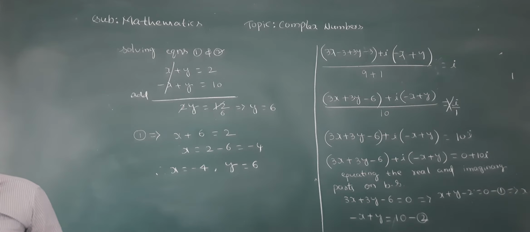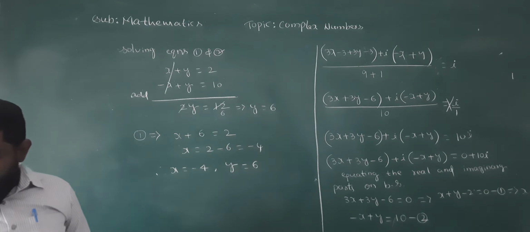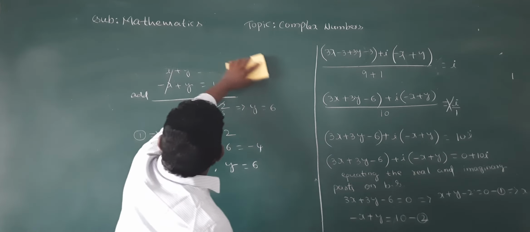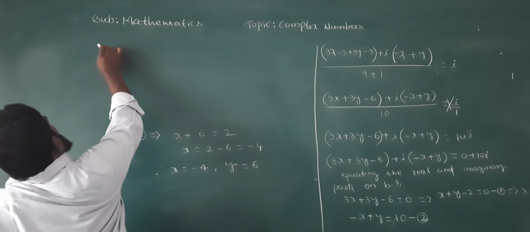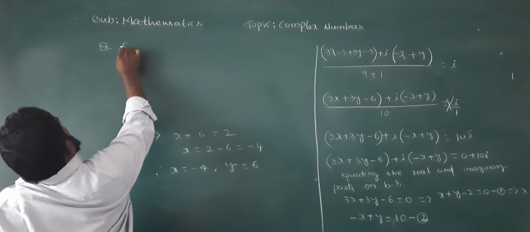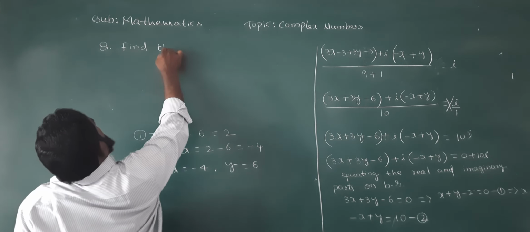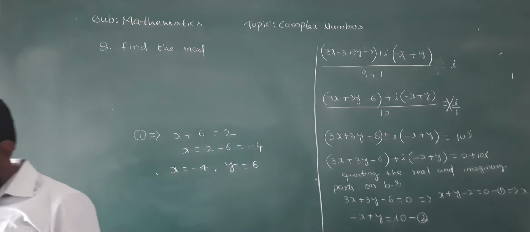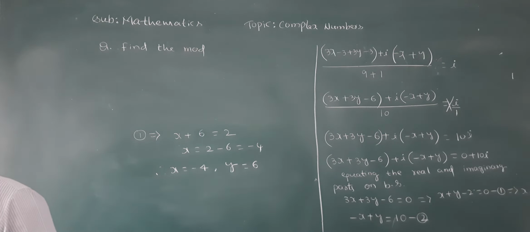Understand? Now let us go for the next exercise. The problems we can do now. Find the mod amplitude form of 1 minus i. Listen. Question: find the mod amplitude form of 1 minus i.